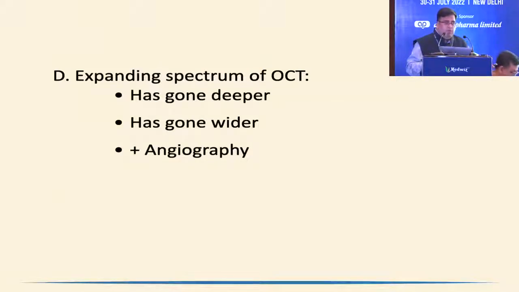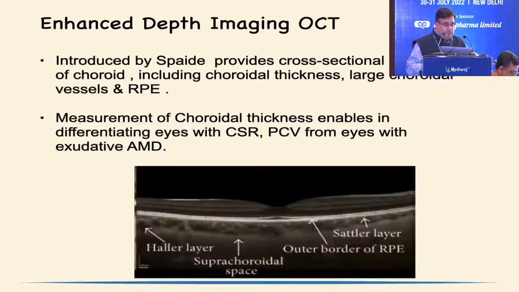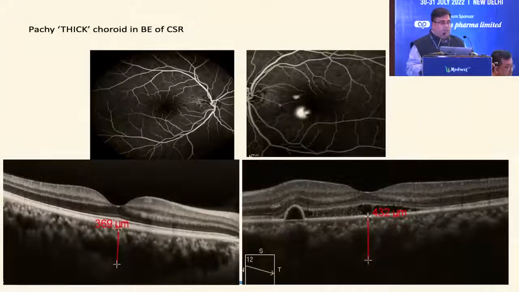So beyond this, the OCT spectrum has expanded. We have gone, as I was saying, deeper and wider, and add to it OCT angiography, which further increases your understanding of the disease. So enhanced depth imaging on OCT, wherein now you can image the layers of the choroid in a much better way. It's very useful in conditions such as VKH or CSER, where you can actually measure choroidal thickness. You can see what is happening in the choroid in such eyes.